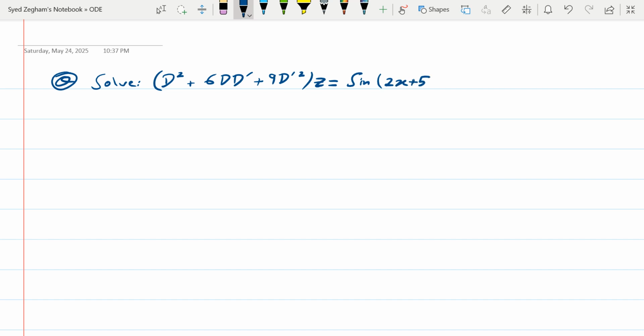So let me write the question first for you. Solve D square plus 6 D D prime plus 9 D prime square on z, and the right hand side now we are taking as a sine function, sine of 2x plus 5y.